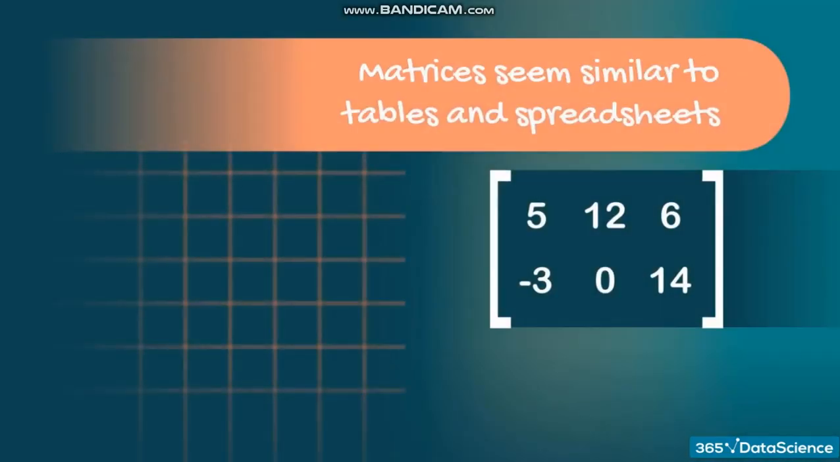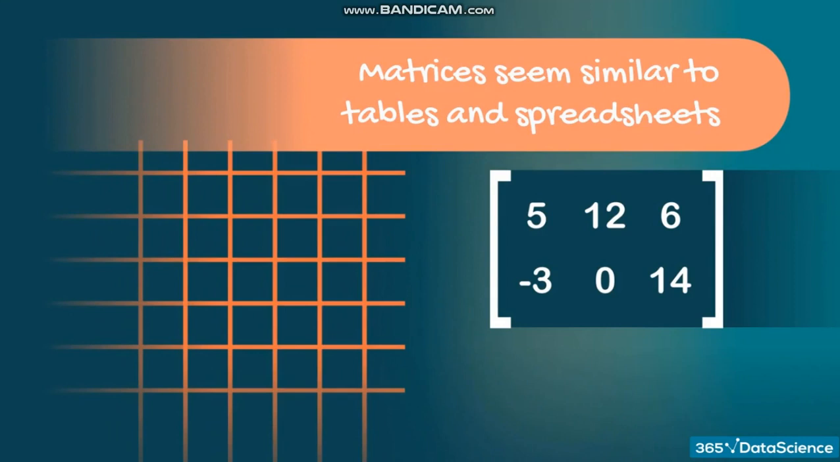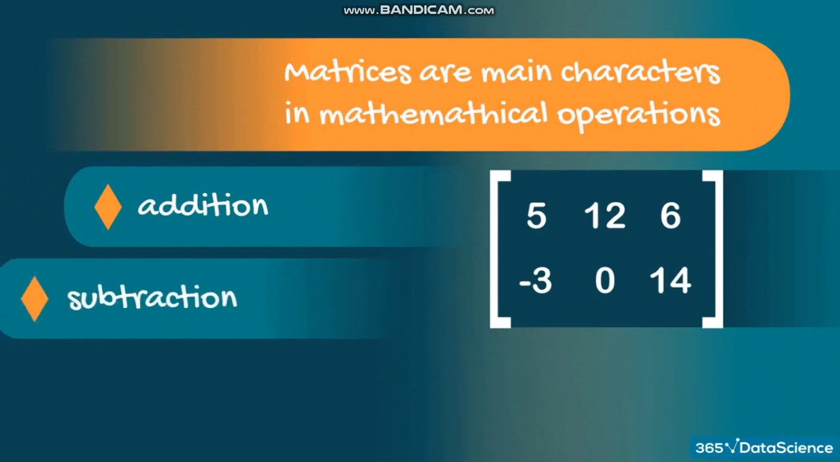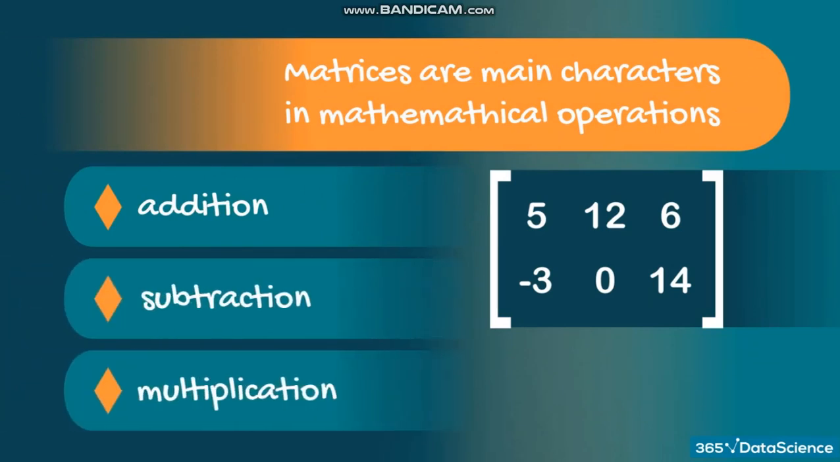Okay, matrices may seem like tables and spreadsheets at first. However, the purpose of matrices is not simply to store values, but to be main characters in mathematical operations. 2 matrices can be summed, subtracted, multiplied, and divided. So, linear algebra is similar to algebra in the types of operations there are, but differs in how and when these operations are implemented, and if they are permitted at all. We will discuss all of that at length in this section.